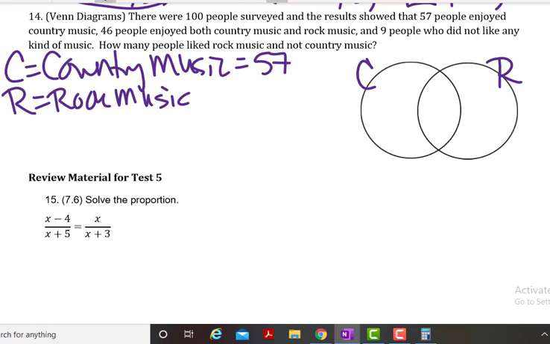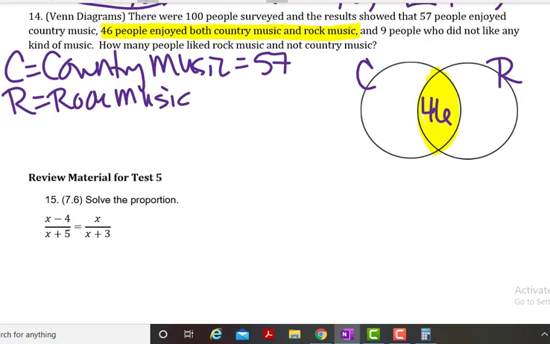Now, when we look at the information in the question, we need to start at the middle, working out what goes in this middle piece here. That would be described as the people who like rock music and country music. And it says that a total of 46 people liked rock music and country music. So that goes in the intersection.